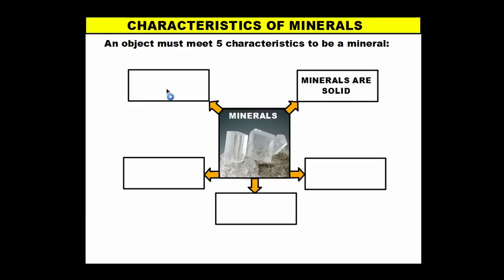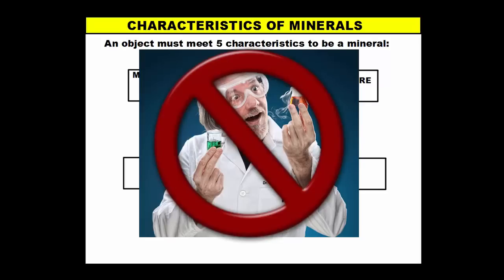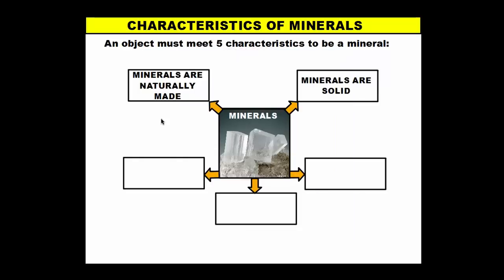Number 2, all minerals are naturally made or found in nature. If there is a mineral, or something that looks like a mineral, that's been made in a lab or some sort of controlled environment, then that's not going to be classified as a mineral because it wasn't made by nature. Now, there are a couple of ways that minerals are made in nature.